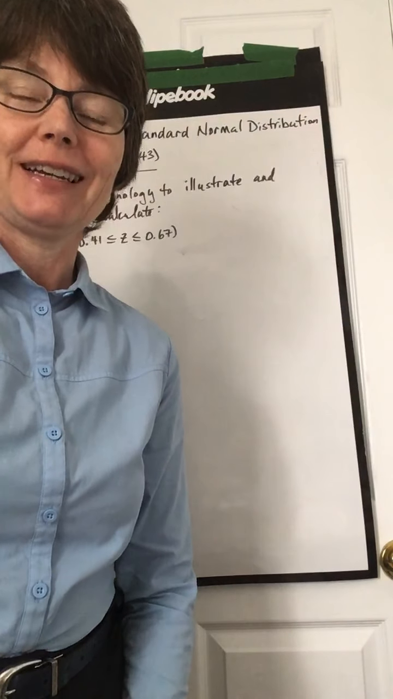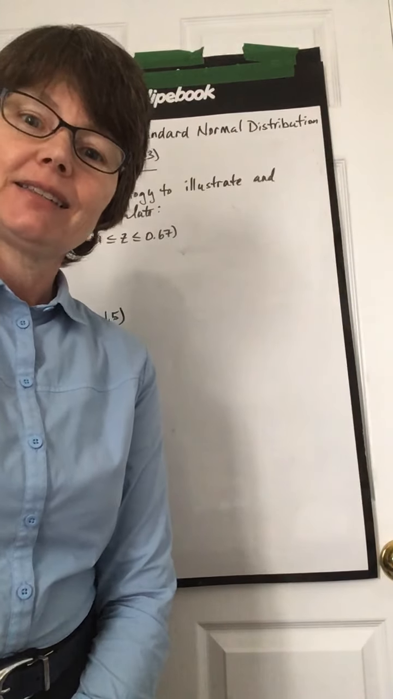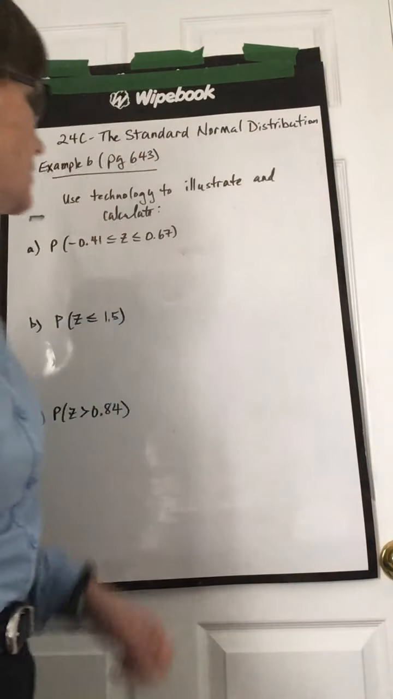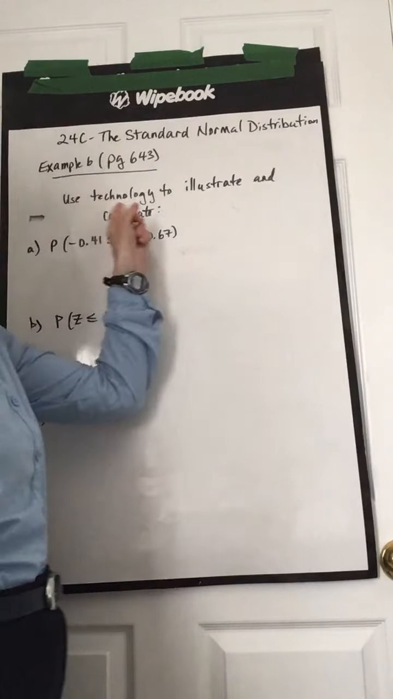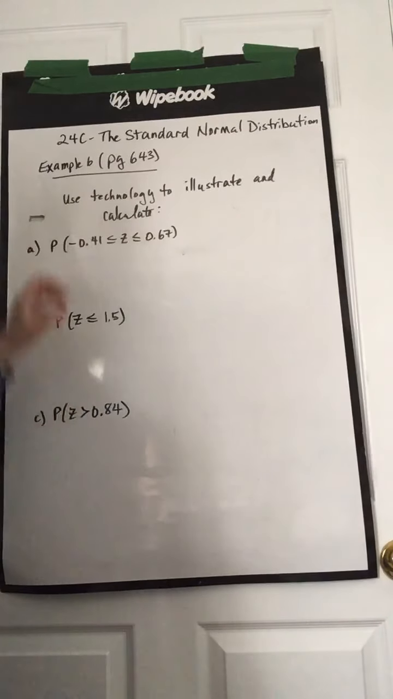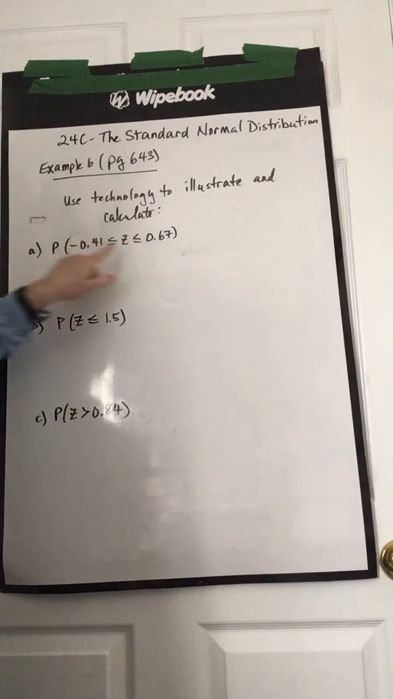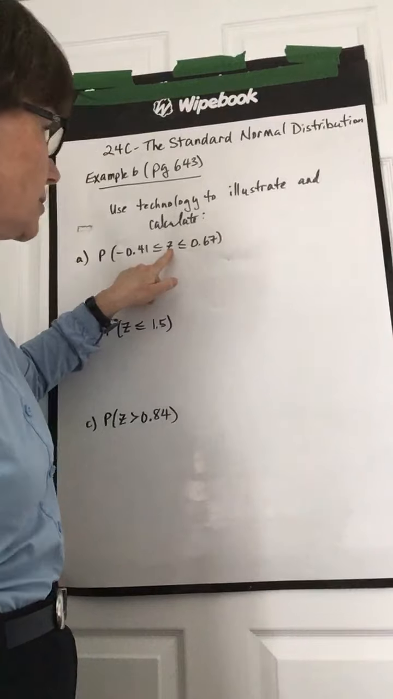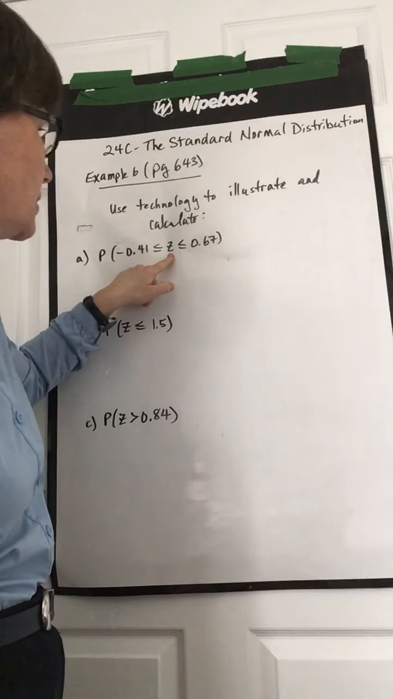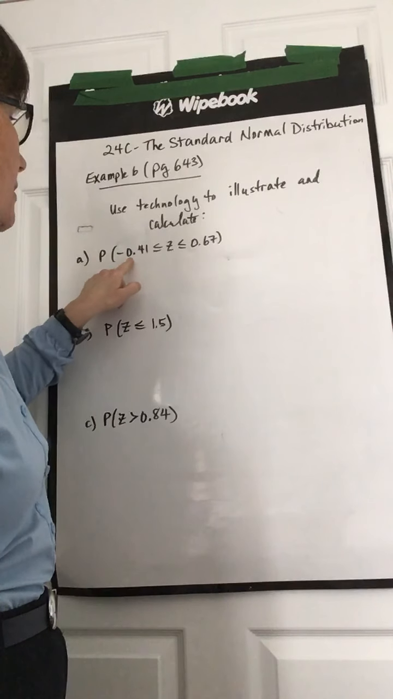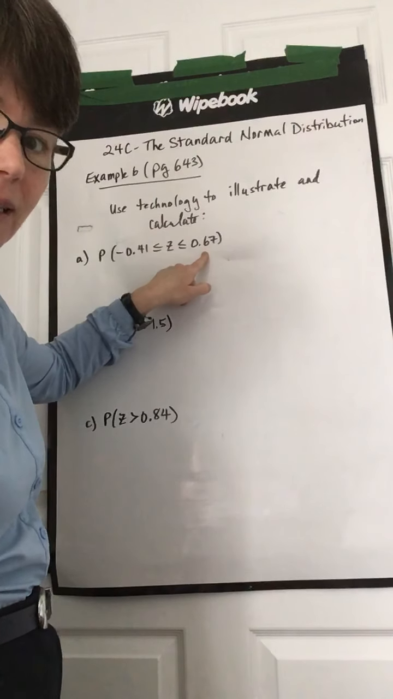Hello everyone, we're looking at example 6 now, still section C of chapter 24 on page 643. We need to use technology to illustrate and calculate. The probability that the z-score, notice this is z here, not x. So we're talking about the z distribution. Probability that z is in between negative 0.41 and 0.67.